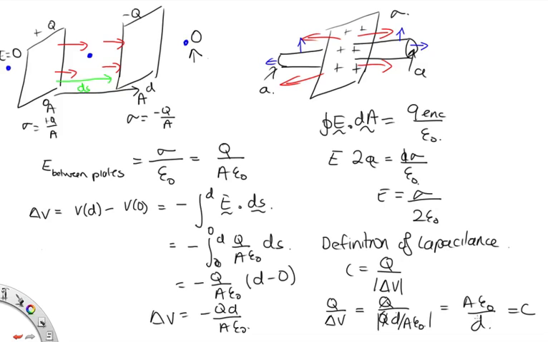Now, this capacitance is going to depend upon the geometry of the two plates. To have a capacitor, we always have a charge plus Q and a charge minus Q, but depending on exactly how the electric field is between those two charges, we will end up with slightly different expressions for capacitance. Let's have a look at another situation where we have a slightly different expression for the capacitance.